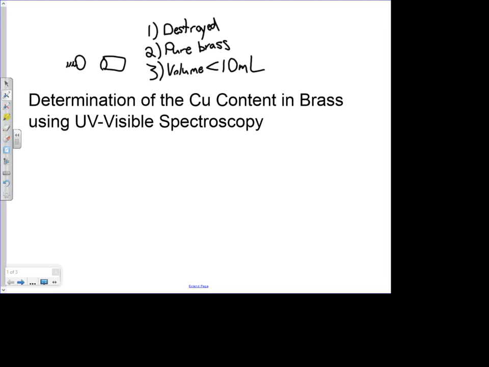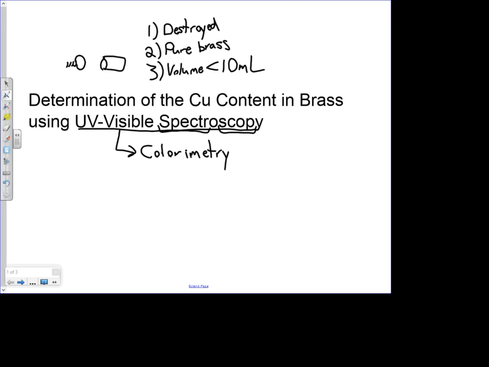So we're going to determine how much copper is in brass, and we're going to use UV visible spectroscopy. UV visible spectroscopy is just another word for colorimetry. Spectroscopy, scope in Greek means to look at. Spectro is just the spectrum. So spectroscopy is a way of looking at a certain part of the electromagnetic spectrum.